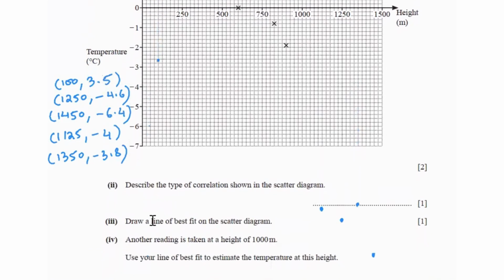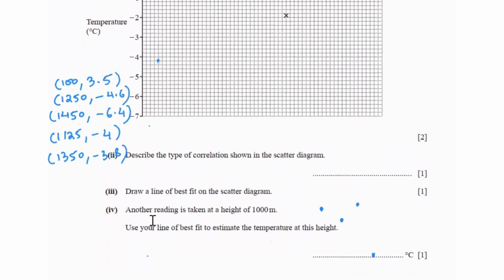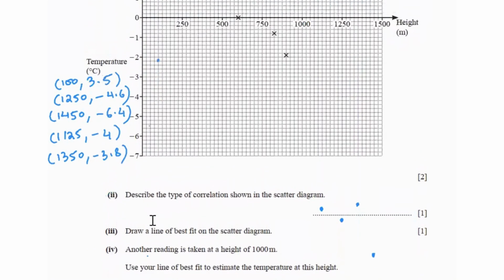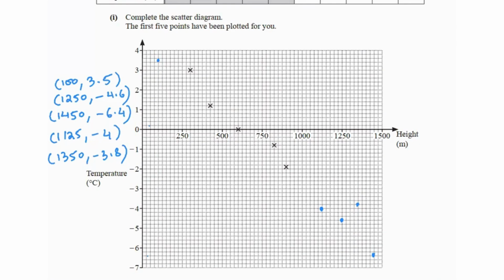Then it says describe the type of relationship shown in the scatter diagram. Draw a line of best fit. And another reading is taken at a height of 1,000 meters. So you have to find the temperature for that. So for the correlation, as the height is increasing, the temperature is decreasing, which means it's negative correlation. If both were increasing, that would be positive correlation. Whenever the graph shows a negative slope, it's negative correlation.